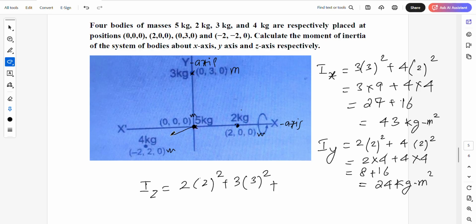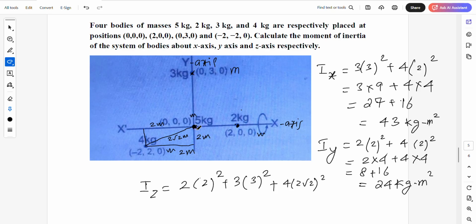Perpendicular distance will be this one. See, this is from the y-axis 2 meter. From the x-axis it is how much? 2 meter. This is 2 meter, this is 2 meter. How much will this be? This will be 2 root 2. 2 root 2 meter. Perpendicular distance will be how much? 2 root 2 meter. 4 into 2 root 2 the whole square.